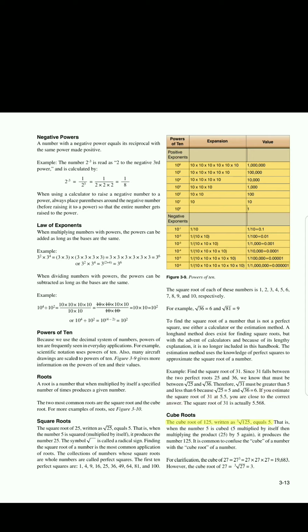Cube roots. The cube root of 125, written as ∛125, equals 5. That is, when the number 5 is cubed, 5 multiplied by itself, then multiplying the product, 25, by 5 again, it produces the number 125.